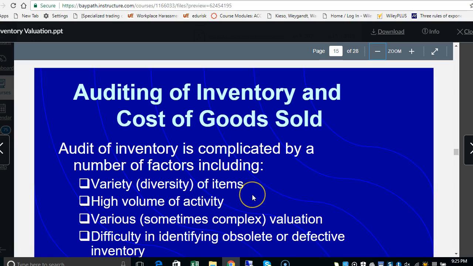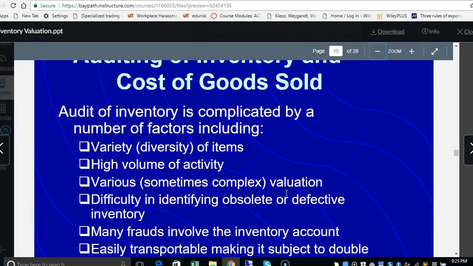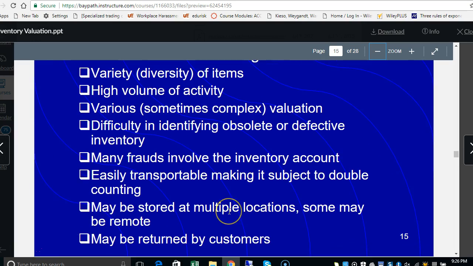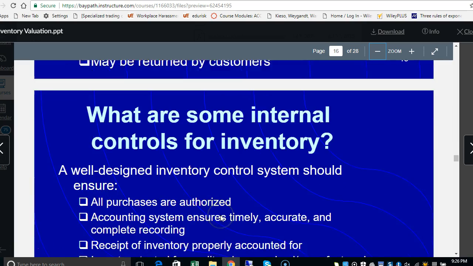Auditing of inventory and cost of goods sold. Audit of inventory is complicated. A lot of parts, a lot of diversity, a lot of counting, high volume of activity, various sometimes complex valuations, difficulty in identifying obsolete or defective inventory, easily transportable, making it subject to double counting, may be stored at multiple locations, may be returned by customers.